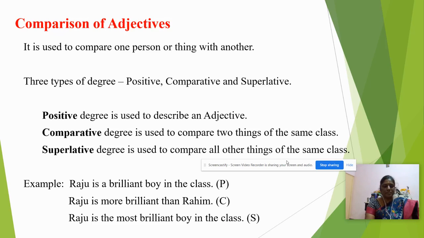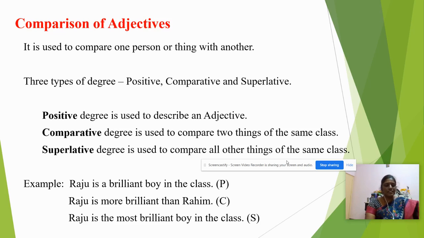See the comparative statement: Raju is more brilliant than Rahim. We are comparing 2 persons or 2 things, so we have to use the word than. Before the adjective we are using more. For comparative degree, we have to use more, then the adjective, and then than. That is the structure for comparative degree. We are comparing 2 things or 2 persons.